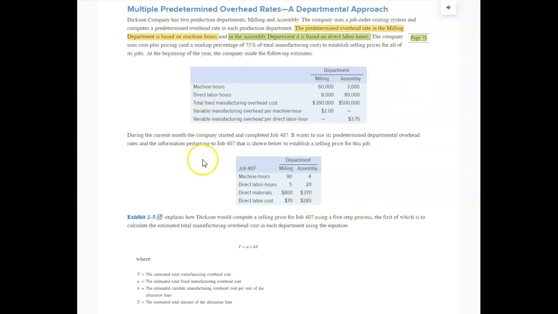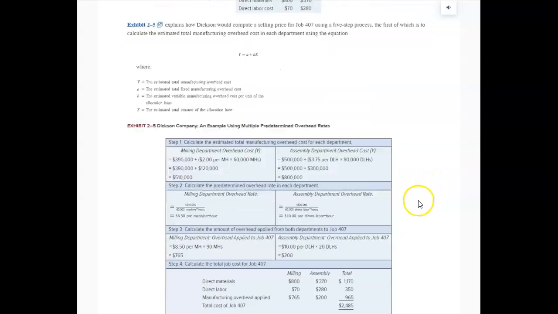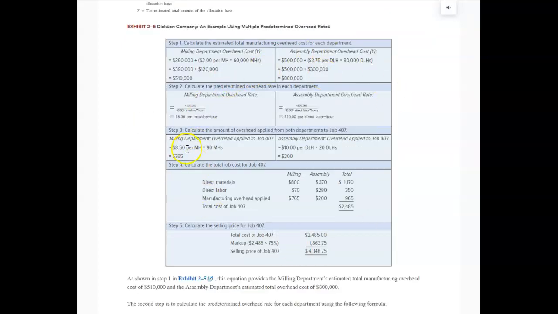So let's take all this information and come up with how much we should apply for overhead to job number 407. We have a 5-step process. So here's sort of a busy schedule, so let's work through it step by step. First of all, step 1. We need to calculate the estimated total manufacturing overhead cost for each department.